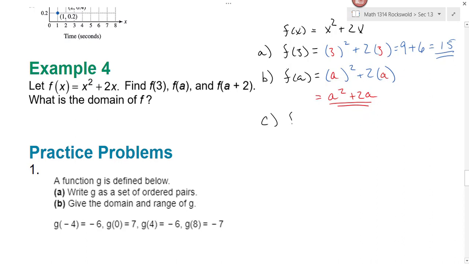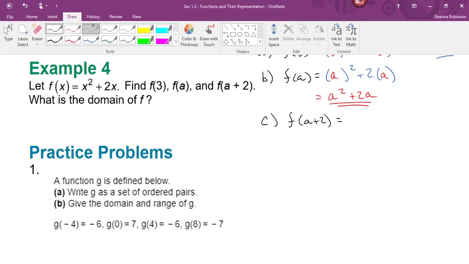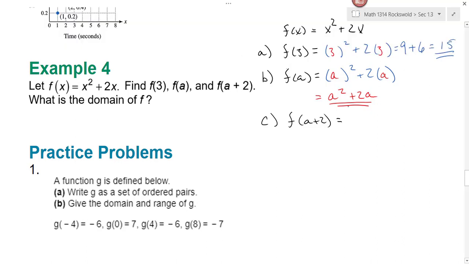And the last thing I asked you to find was f of a plus 2. You can put an expression or even a whole other function inside of a function. That's called composition, and we'll go into greater detail on that later in the semester. So f of a plus 2, I go through the same process, and that's the beauty of mathematics. We don't memorize problems, we understand processes. The process is that x is just a placeholder. We take x, the function says you take something, square it, and add 2 times that thing.